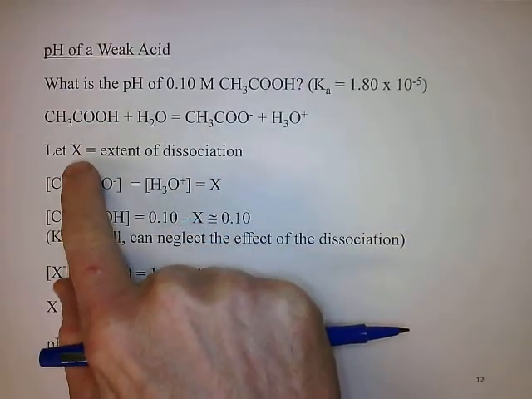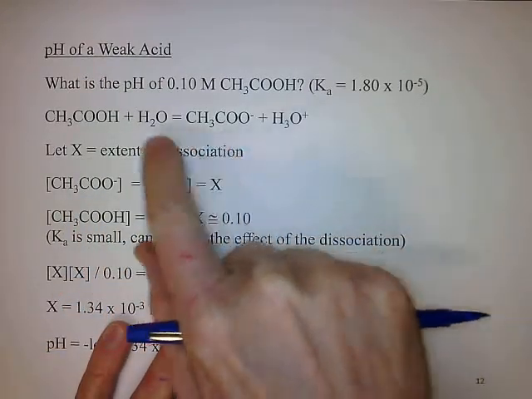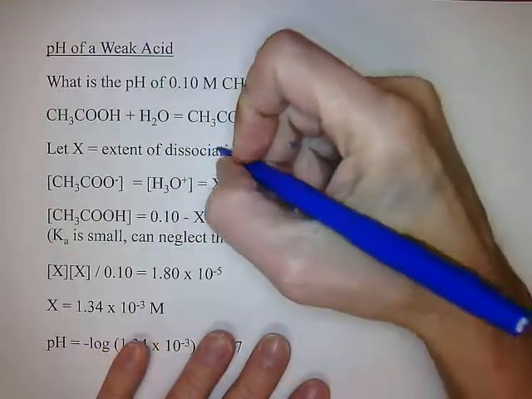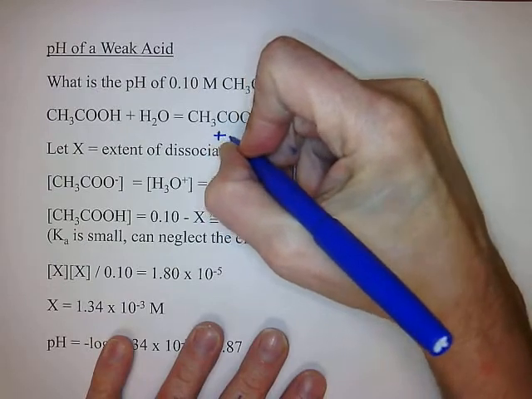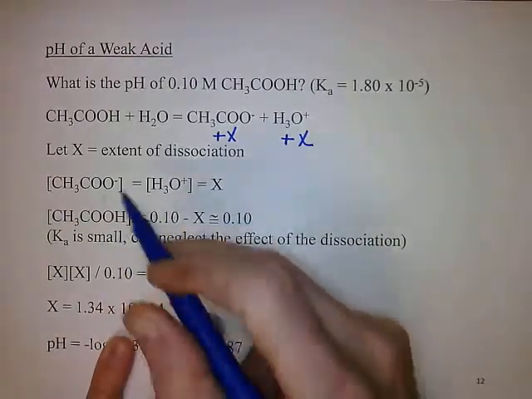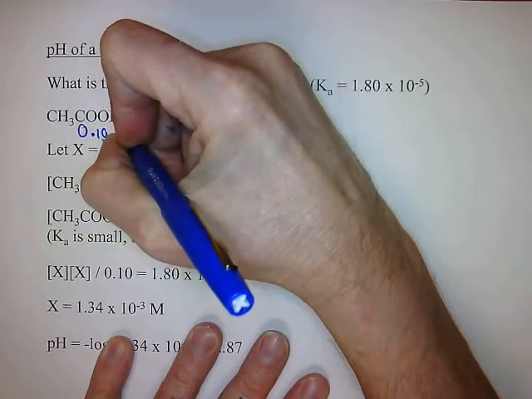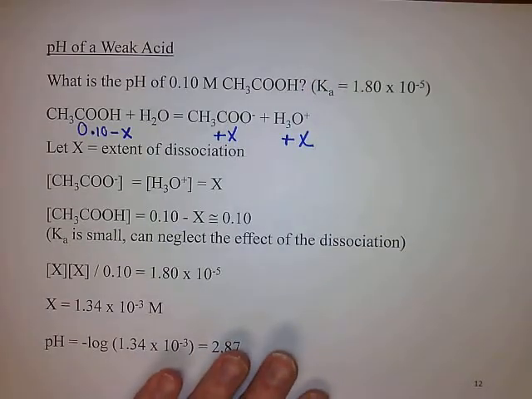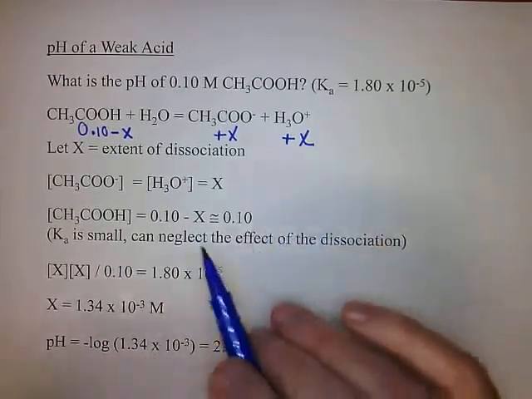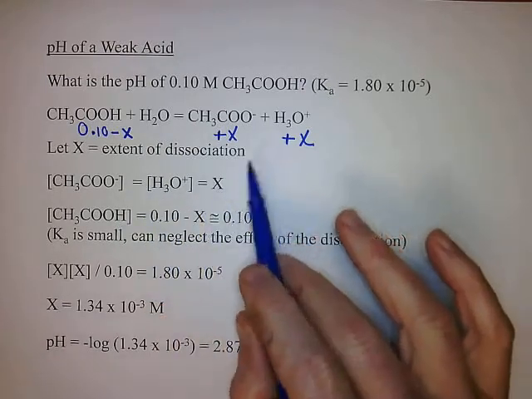So we'll let X represent the extent of the dissociation. In other words, how far does this reaction go to the right? So these will go up by X, right? And this will go down by X. Basically we're going to set that equal to the Ka and solve it for X. Acetate will equal hydronium, and that will be X.